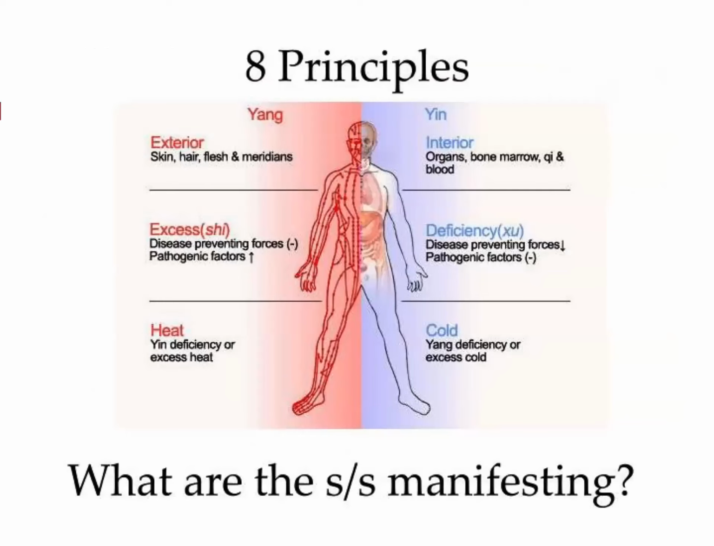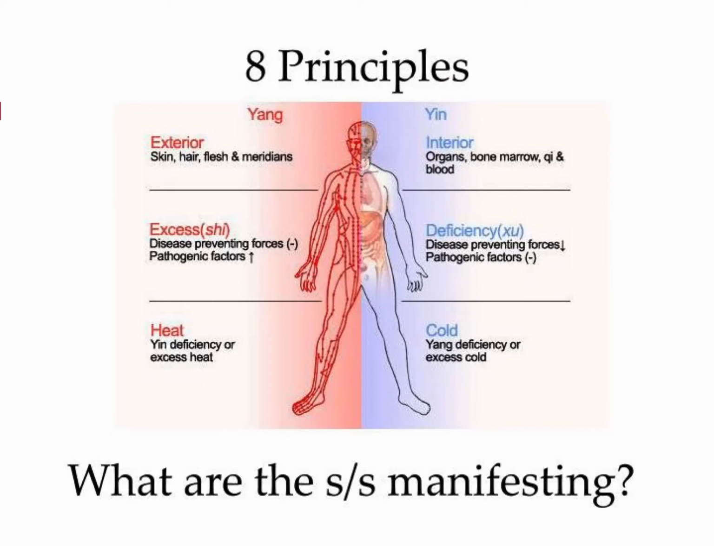So what are the signs and symptoms manifesting? So as you can see on the figure, if we concentrate on the yang, this would almost mean that it's exterior, excess, and heat. So if you say exterior, it actually is involving the skin, the hair, the flesh, and the meridians, as contrasted to the interior, involving a deeper location, like the organs, bone marrow, chi, and blood.